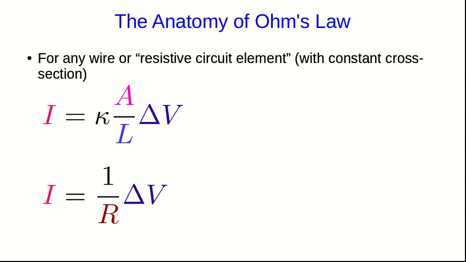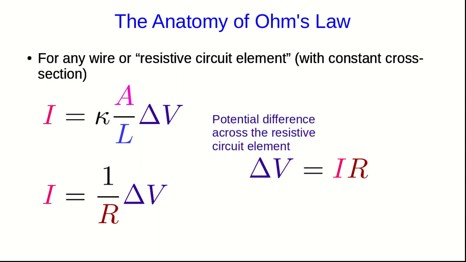Note that that's defined that way so that when the resistance is large, that means for a given potential difference, we will get a small current. And it usually gets rearranged this way. And just note that what we are talking about here is the potential difference across a resistive circuit element, a wire or resistor, and the current that goes through that same resistive circuit element.